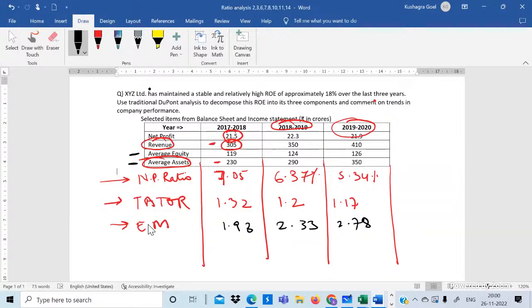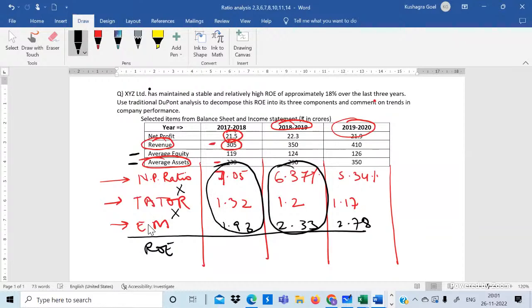Okay. Finally, multiply the numbers and get your ROE, return on equity. Because what is return on equity? Net profit ratio into asset turnover ratio into equity multiplier. So multiply these 3 numbers and you'll get the ROE for 17-18. Multiply the next three numbers, you'll get the ROE for 18-19, and multiply the next three, you'll get it for 19-20. Just calculate and tell me how much you are getting.